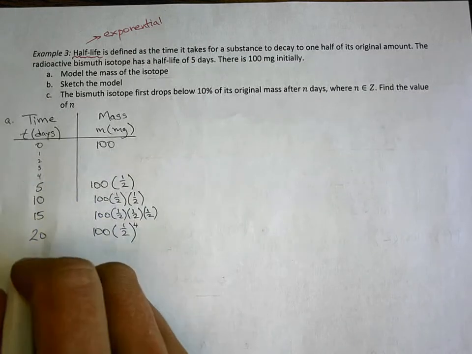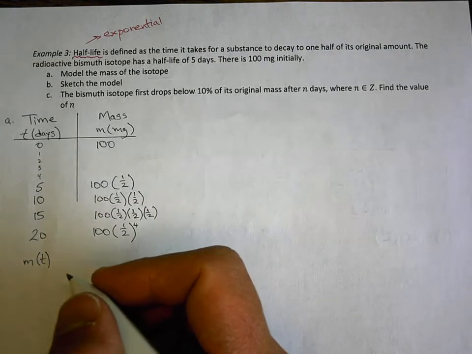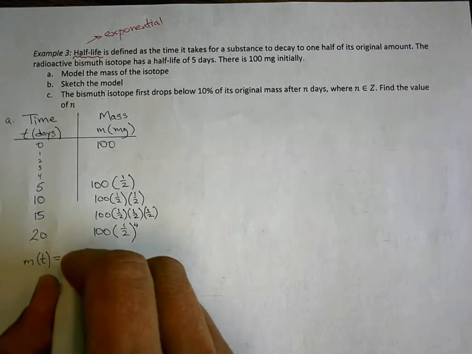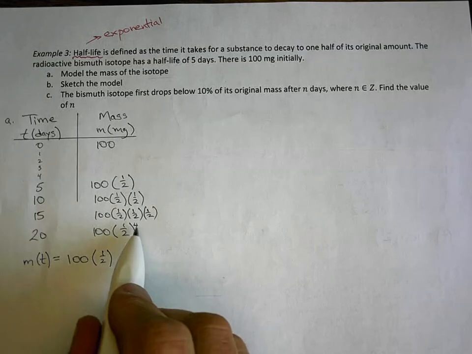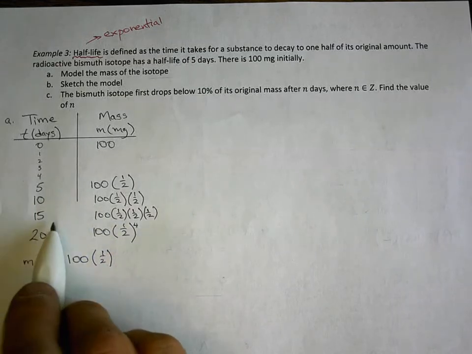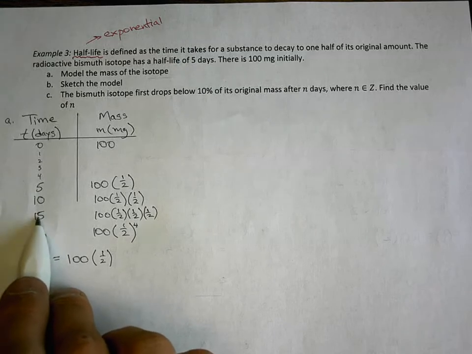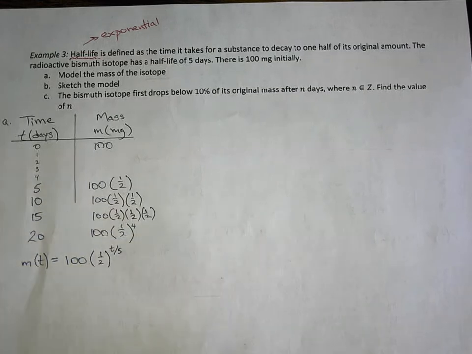So, can you make an equation for mass? Oh, you know what? I think we forgot to do something on the back page. Okay, we're going to go do it. Mass is equal to 100 times half. Okay, now how do I get 4 from 20? How do I get 3 from 15? Basically, I'm taking whatever my day is, and I'm dividing it by 5. So I have t to the power of 5. Or sorry, t divided by 5.